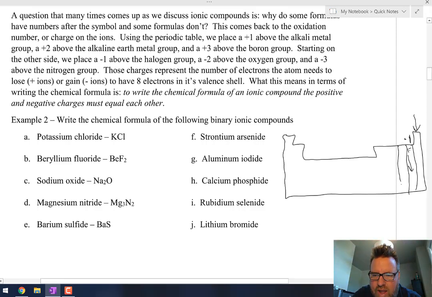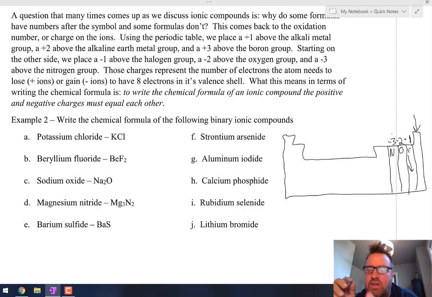Then the group right next to fluorine is the one that starts with oxygen, sulfur, selenium, etc. That group needs to gain 2 electrons. So what charge do they always have? They always have a -2 charge. The next group over is the nitrogen group, and they have to gain 3 electrons. So nitrogen, phosphorus, arsenic, etc., always have a charge of -3. All those charges mean is how many electrons those elements have to gain to have the same number of electrons as one of the noble gases.